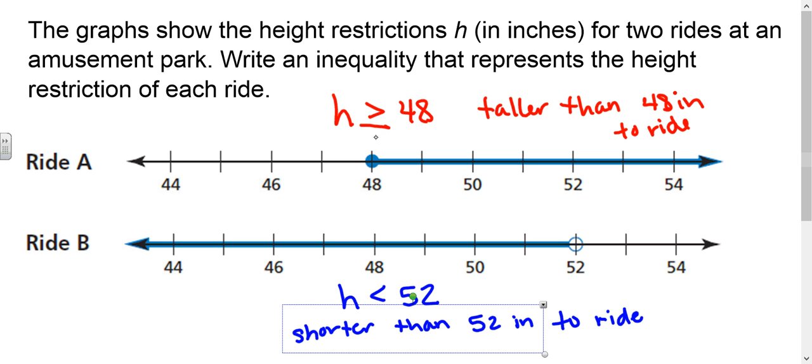This one was equal to 48 inches, so this one could be taller than 48 inches or exactly 48 inches. We can add that. Or exactly 48 inches. Okay?